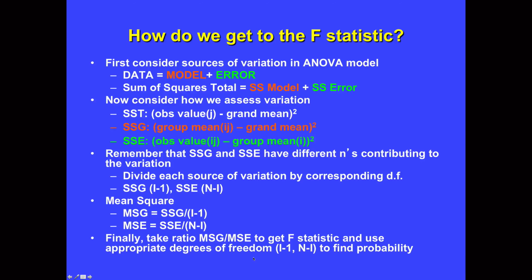So as you can see, the F statistic fundamentally is really just a ratio of a measure of variability based on group membership relative to variability that the model doesn't explain.